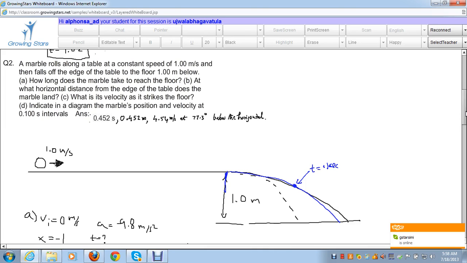Now let's analyze the motion from A to B. At A, what is the velocity? It is 1 meter per second, completely horizontal. So I'm analyzing the horizontal motion now, from A to B, isn't it? Can you do it? What all things do you know?